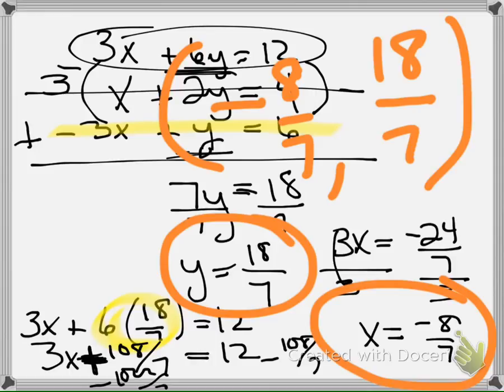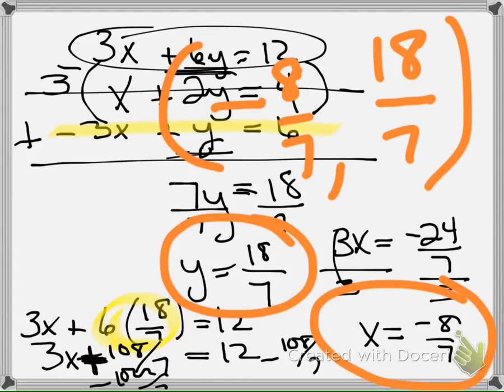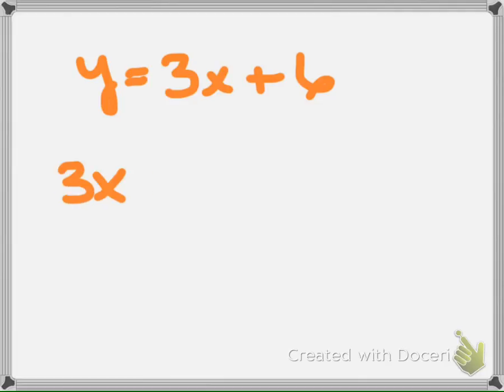Okay. Good? You have to rearrange these, get X and Y lined up, and then use all the things you've learned previously. Now, look right here on my original problems. What did I give you? Was it y equals 3x plus 6? Yeah. And then the other one was x plus 2y equals 4.